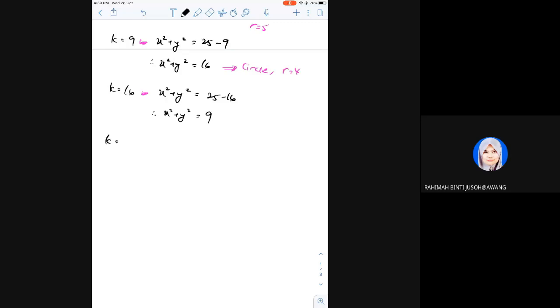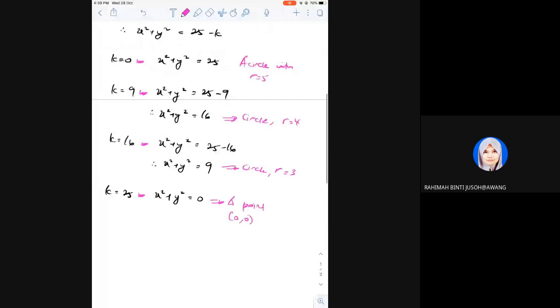And then we will have k equals to 25. So substitute here. We will get x squared plus y squared equals to 25 minus 25. So we get 0. So there are no radius here. Okay, yang tadi ni circle dengan r equals to 3. But now, no radius. So which means that it's just a point of 0, 0, coordinate 0, 0. Okay, so let us plot the level curves in 2D.